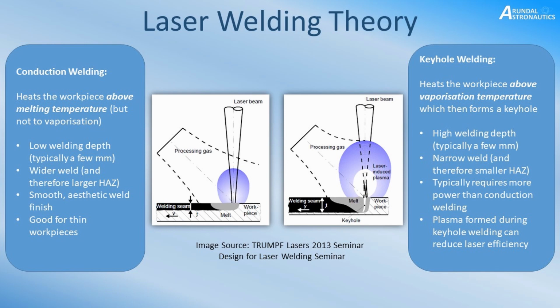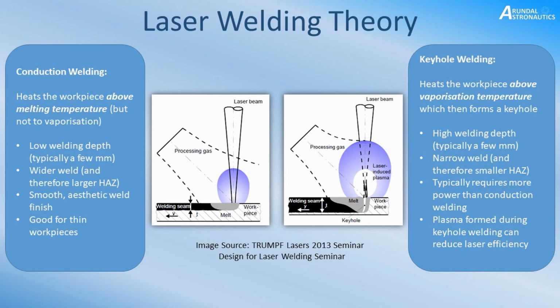Typically with conduction welding, the welding depth itself is fairly small, typically a few millimeters, and you often get a much wider weld and therefore a larger increase in the heat affected area. What you do find though is that you often get smooth aesthetic weld finishes, and therefore this is quite good for thin workpieces like foils and so forth.